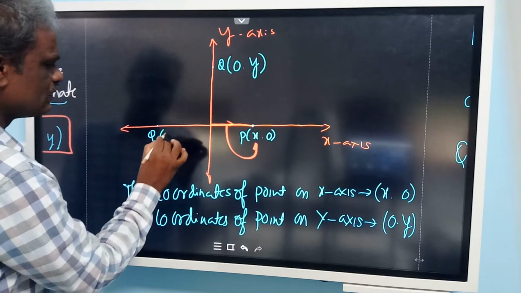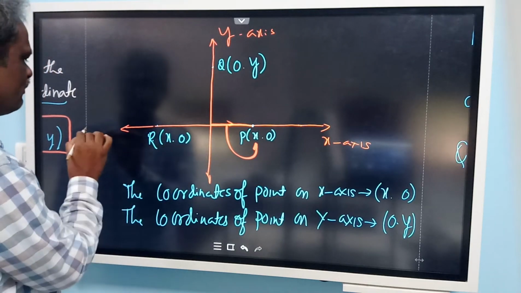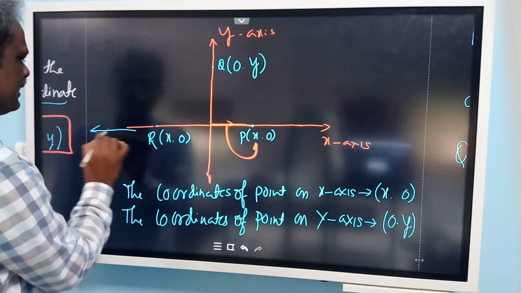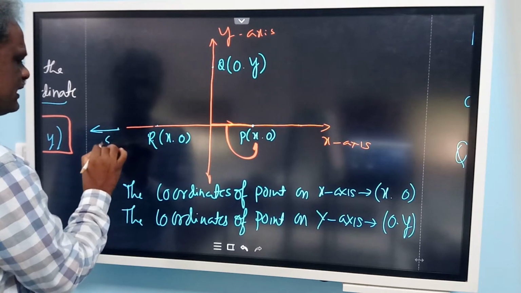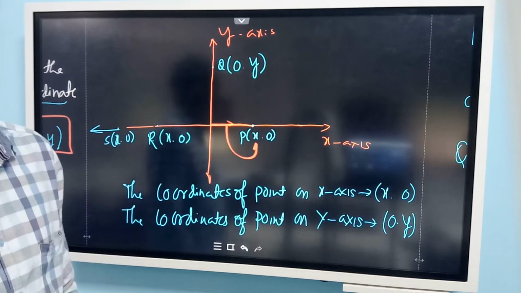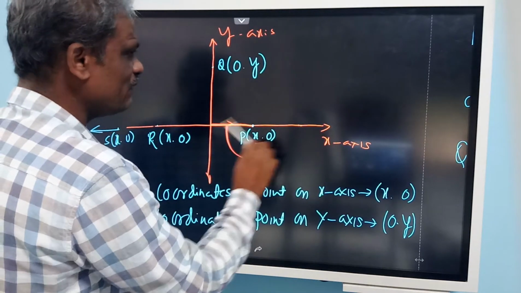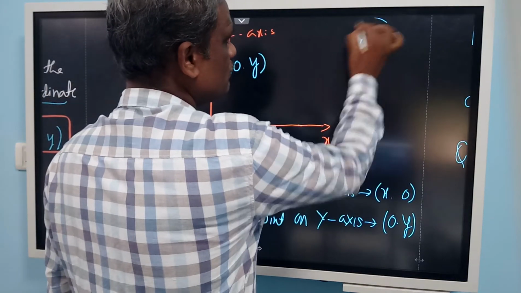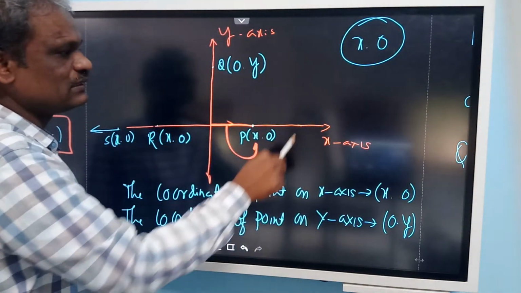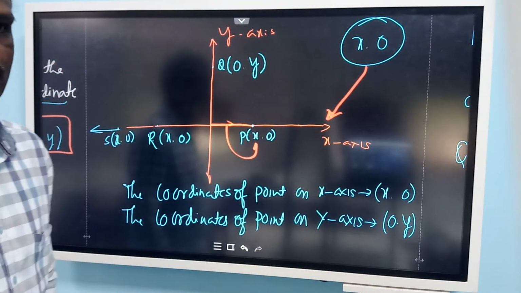You take Q here. So this is Q. I will take R. This will be x comma 0. Somewhere here you extend this one, then again you take some point here. Yes, that is also x comma 0. Only the x value you have to write. The y value will be 0. Keep in mind, any point on the x axis will always be in the form of x comma 0.